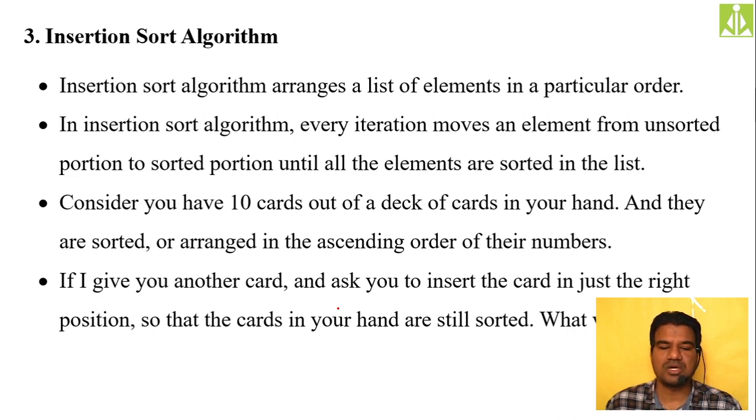So in insertion sort algorithm, after completion of every iteration, what will happen? We divide the complete list, whatever list they will give, into two subparts. How we have done in case of selection and bubble, here also we do the same. One is sorted portion of the sublist and the other one is unsorted portion of the sublist.